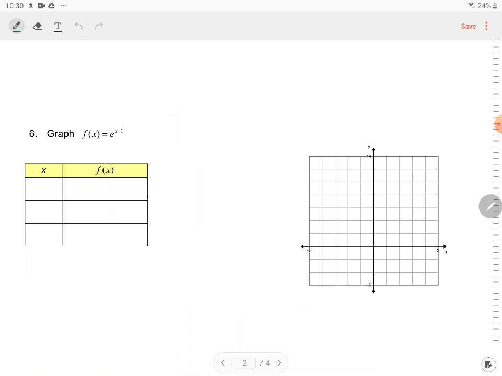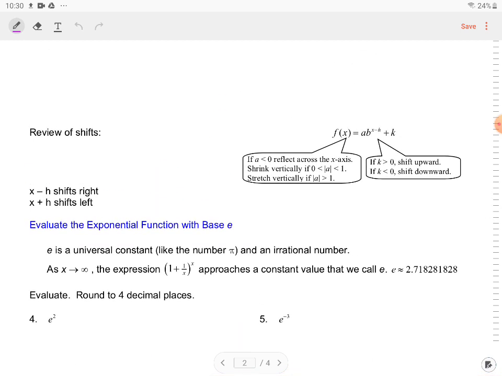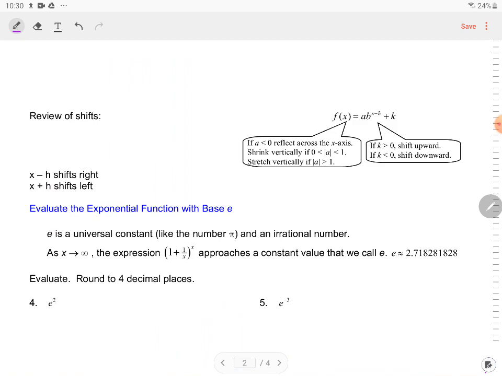All right. Now, let's talk about our shifts. I have a review of shifts here. So the base is b. That has nothing to do with your shift. It does affect the graph. A here is a multiplication. So that should be pointing to the a, not to the f of x.